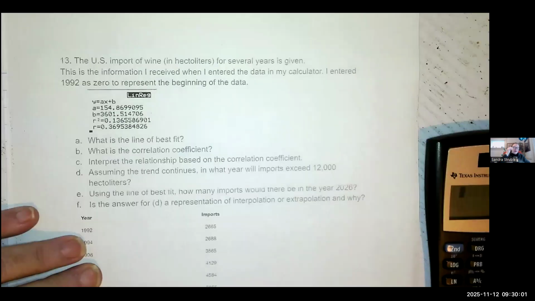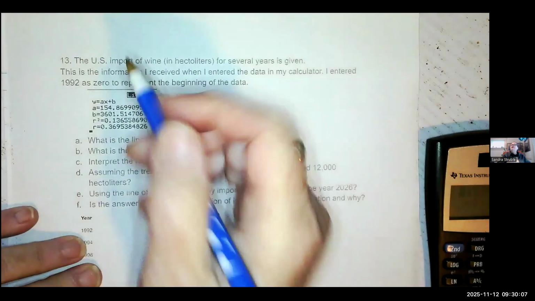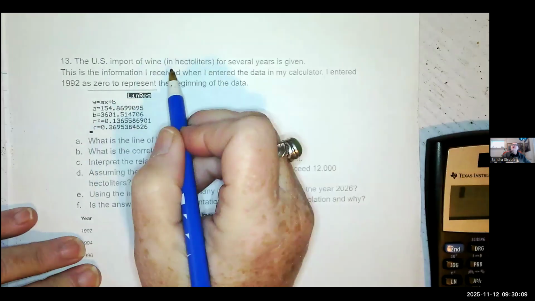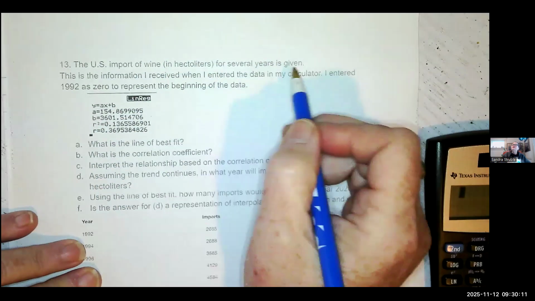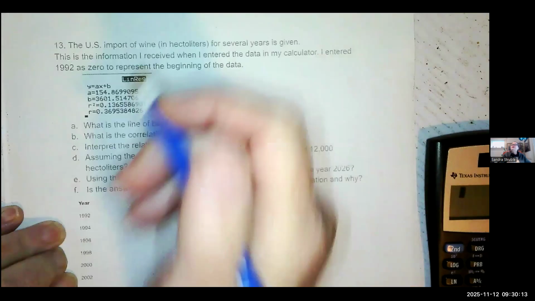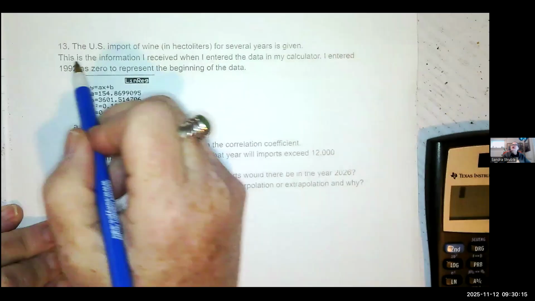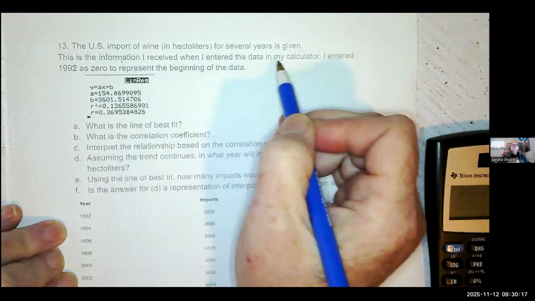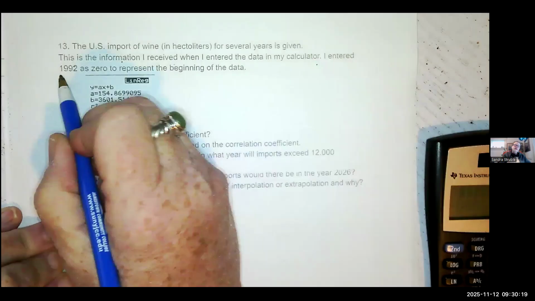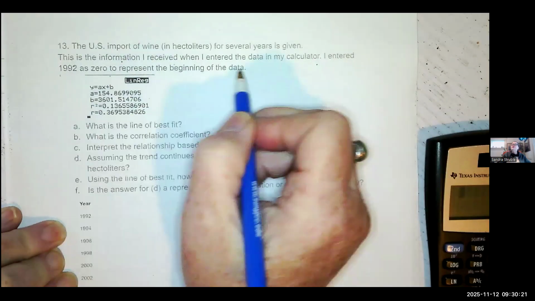This is the last page for review for exam 3. The U.S. import of wine in hectoliters for several years is given. So we have data here, and you're going to be given the data as well. This is the information I received when I entered the data in my calculator. I entered 1992 as 0 to represent the beginning of the data. You need to know that once we start answering questions.